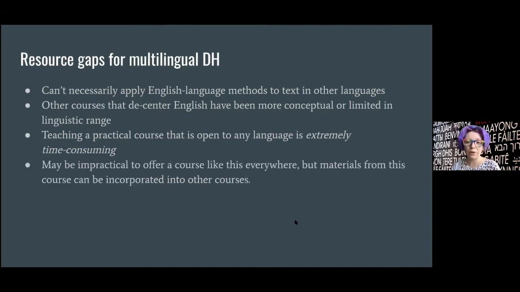It may be impractical to offer a course like this everywhere, but materials from this course and that other people are developing in the space may be incorporated into courses that are already mostly English oriented, in order to better support the DH scholarship of people who don't ultimately want to apply what they're learning to English. I'm in a very strange position at Stanford. I am library staff. I'm half in the library, half in the department. And so it's a really unique position where I have the freedom to be able to spend so much time developing, basically building a course, six or nine times, depending on how many languages are involved. This obviously is not something that is feasible for most people, but we're hoping that this course and what comes after it is able to serve as scaffolding in more contexts.